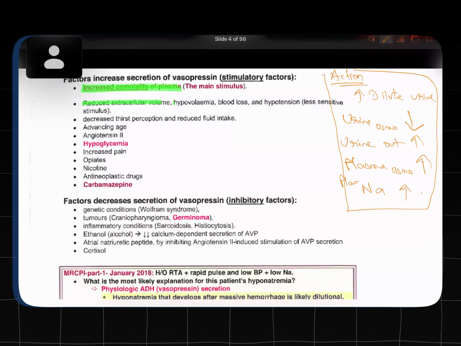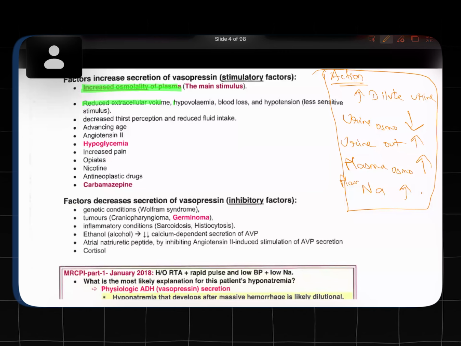Because the MCQ, especially in part 2, will not be direct. They will give you a case scenario where this information will be given. Then you have to correlate it with DI, which is diabetes insipidus, and there is a lot of vasopressin being secreted. Okay. So the main stimulus is increased osmolality of plasma.